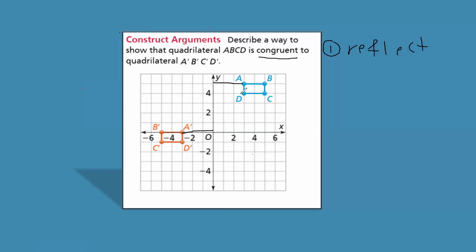When I reflect this triangle across the y-axis, where does it become? It becomes here. So let's draw it after reflect. I will count 1, 2, 3. This is A prime. And from B, 1, 2, 3, 4, 5. Here is B prime.